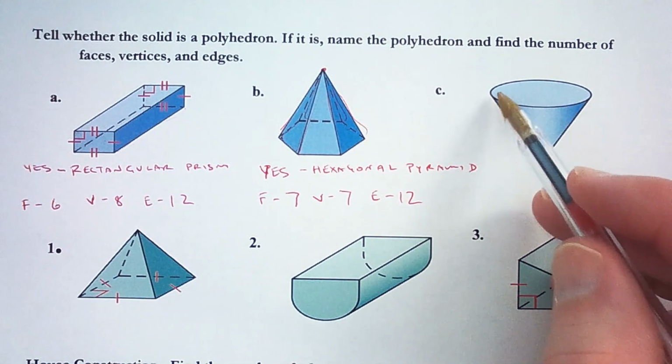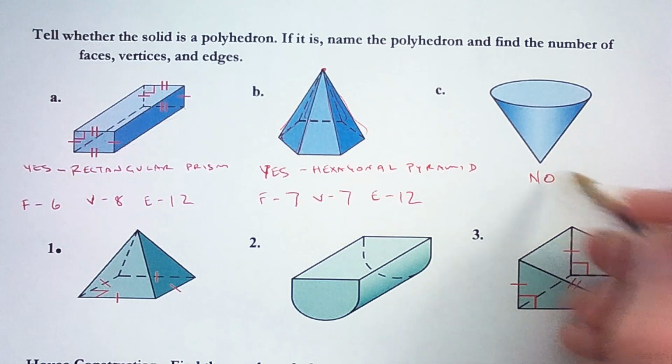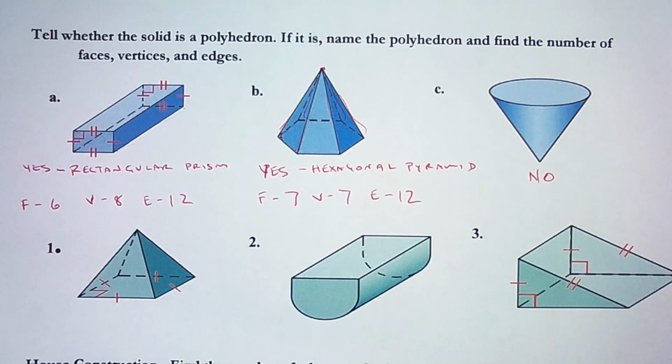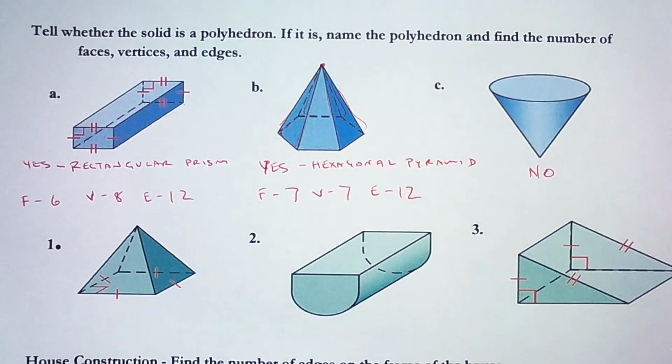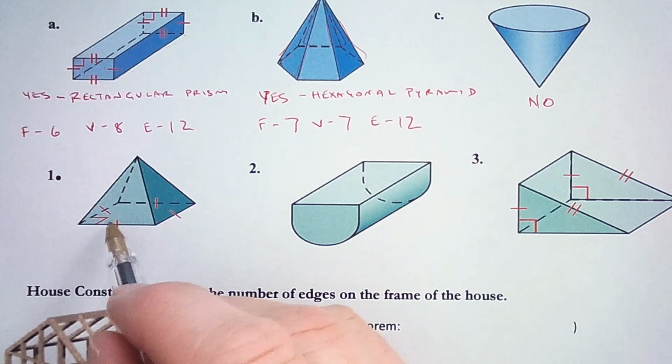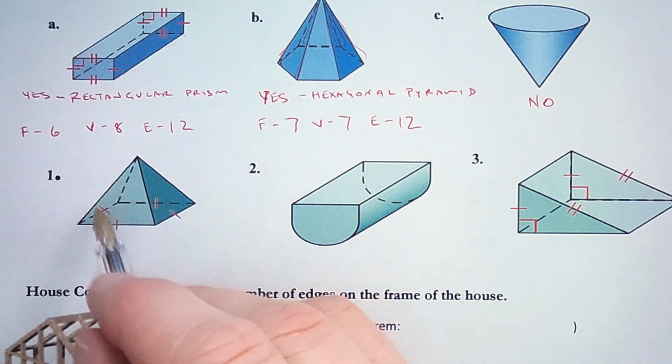Is this one right here a polyhedron? Well, it's got a circle on it, so the answer is no. This one actually has a name. This is a cone, but it is not a polyhedron. So we say no, and we move on to the next row where I see a pyramid.